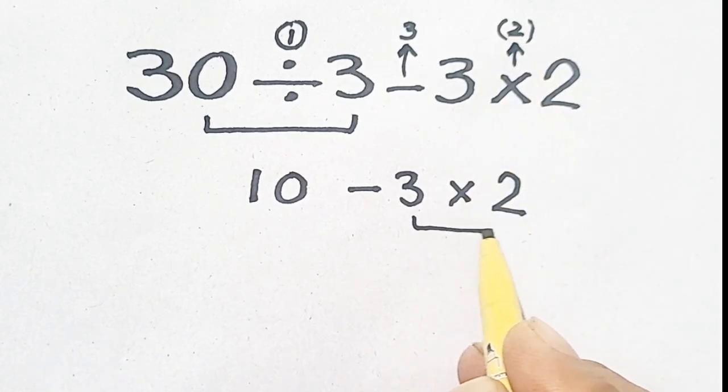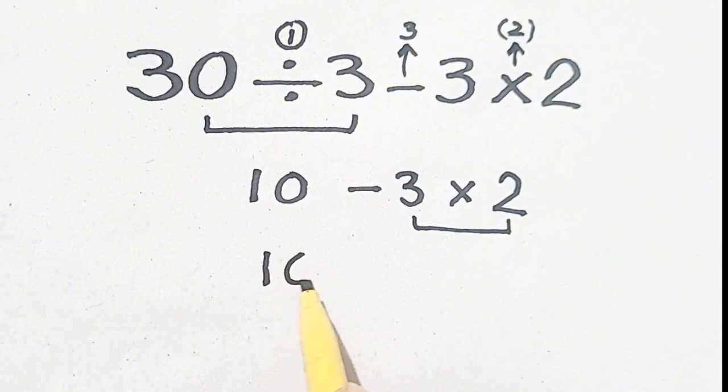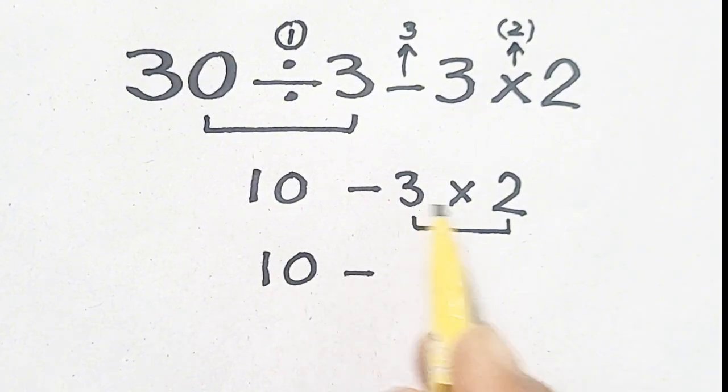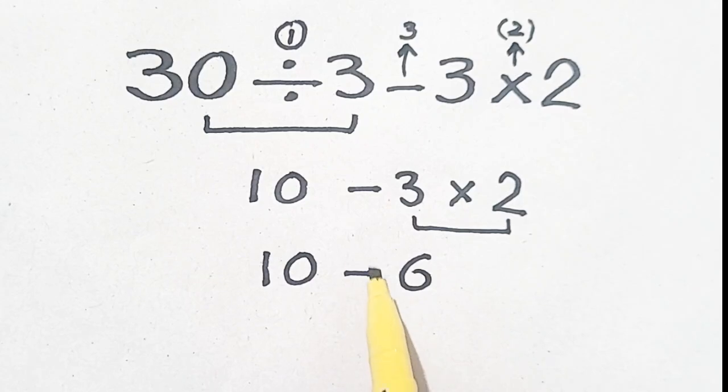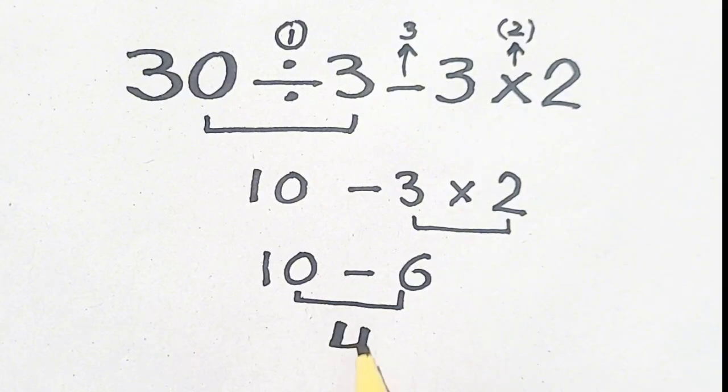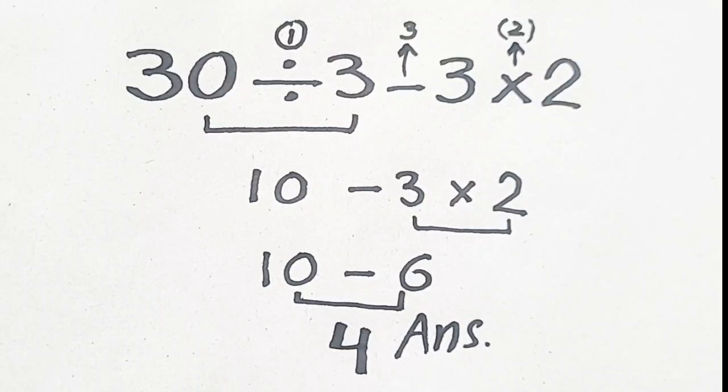So now we will solve this multiplication. We will get 10 minus 3 times 2 will be equal to 6. And now, it's turn of subtraction. So 10 minus 6 will be equal to 4. Hence, 4 will be our correct answer.